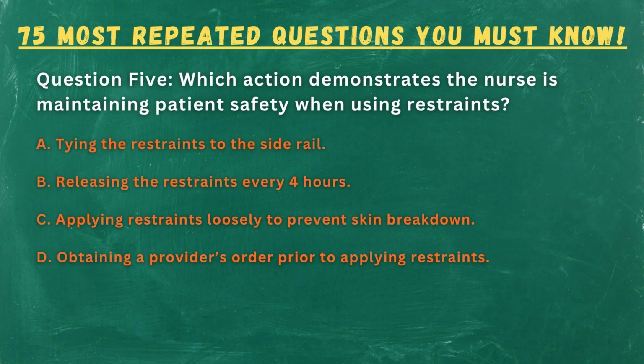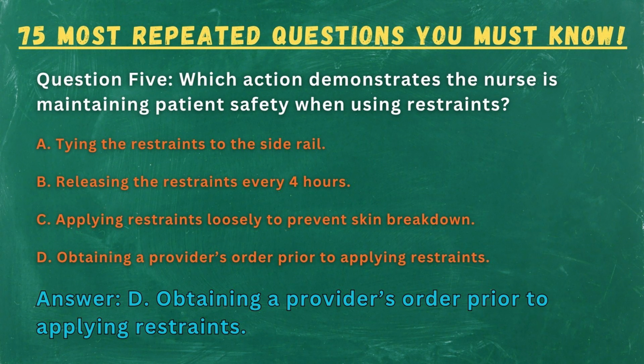Question 5. Which action demonstrates the nurse is maintaining patient safety when using restraints? A. Tying the restraints to the side rail. B. Releasing the restraints every 4 hours. C. Applying restraints loosely to prevent skin breakdown. D. Obtaining a provider's order prior to applying restraints. Answer. D. Obtaining a provider's order prior to applying restraints.